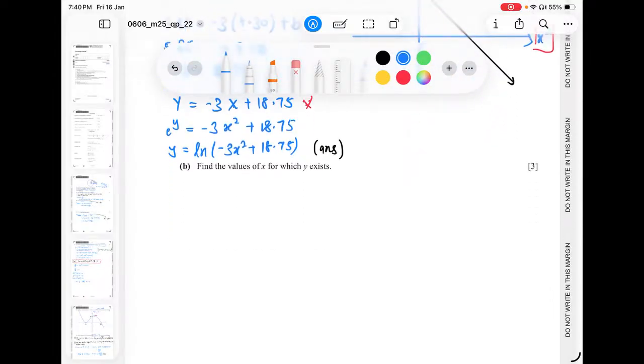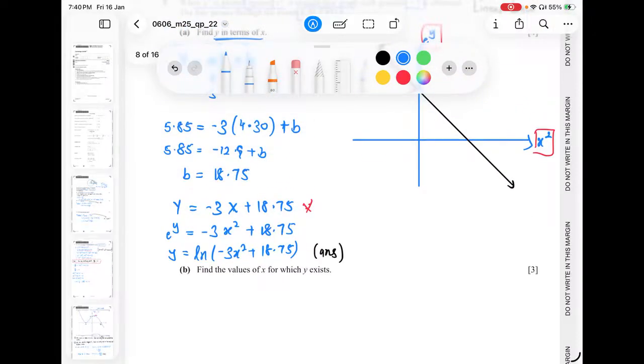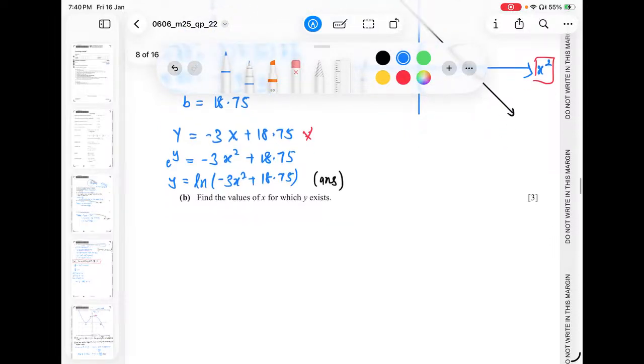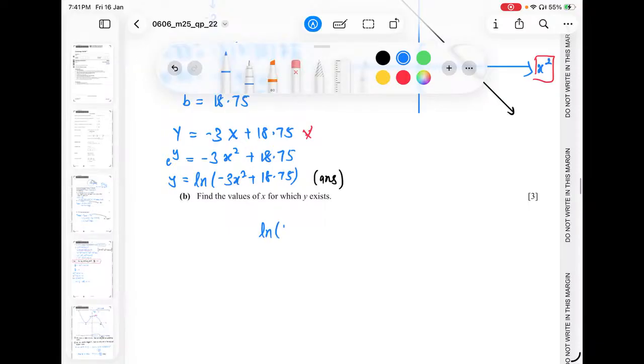So now let's move on to part B. Find the values of x for which y exists. You should know that for ln, the argument should not be less than 0, because for ln of 0 and below, there's no value for that function. So basically this b should not be less than 0.